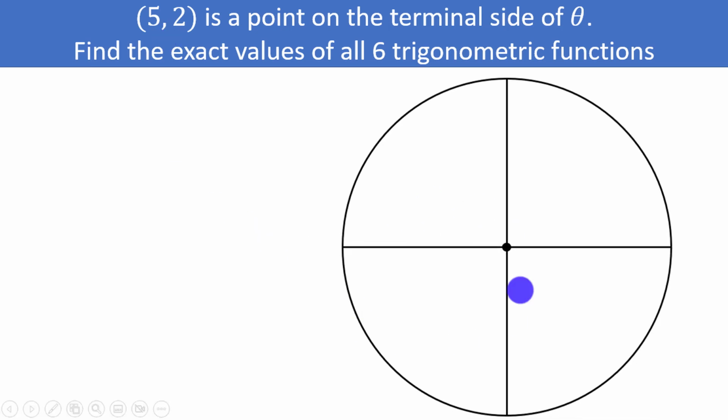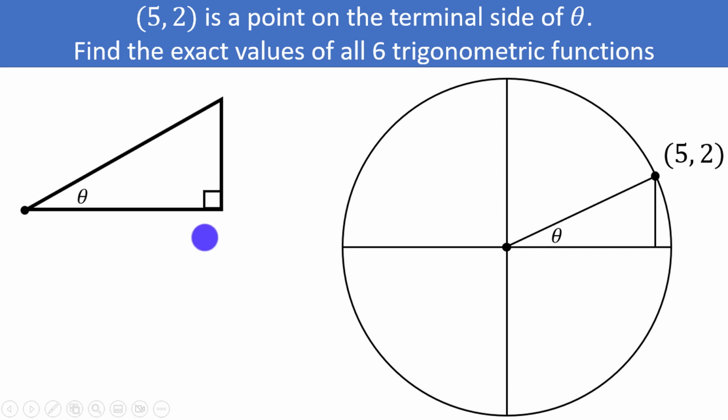So here we have a circle. The point 5, 2 would be somewhere over here in the first quadrant. We can envision a radius drawn from the center out to the circle, which will create some angle theta. If we draw a straight line down to the x-axis, we have created a right triangle. Let's work with this right triangle on the side.